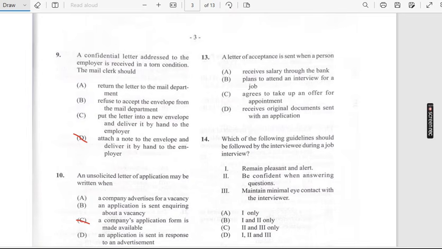Number 13, it says a letter of acceptance is sent when a person receives salary through bank, no. Plan to attend an interview for a job, no. Agreement to take up an offer for appointment, or receive original documents sent with an application. And for this one, it says a letter of acceptance. Plan to attend an interview for a job, that would be plans. This is a letter as to be agreed to take up an offer for appointment. Alright, so the answer will go with C for number 13.